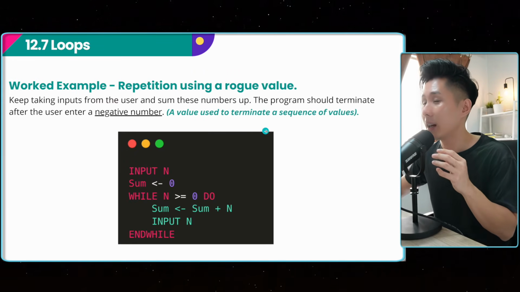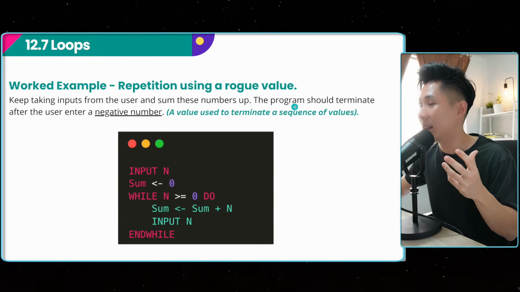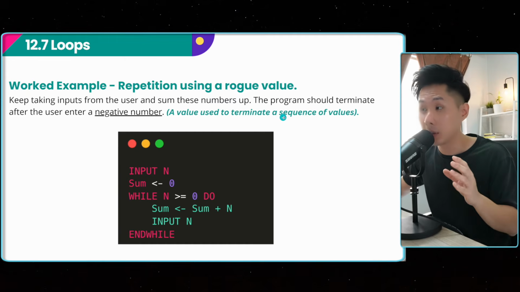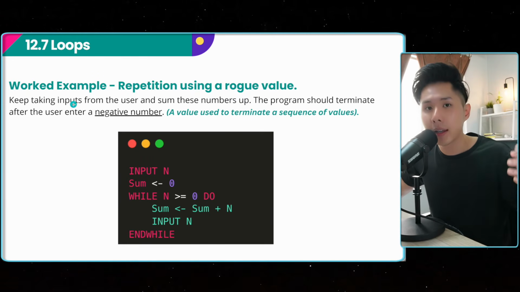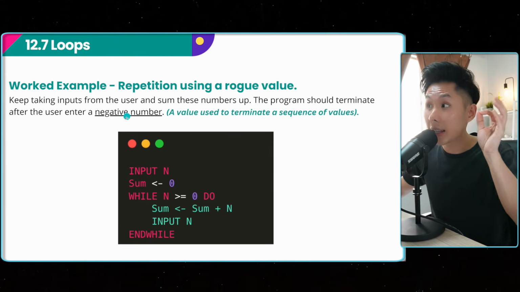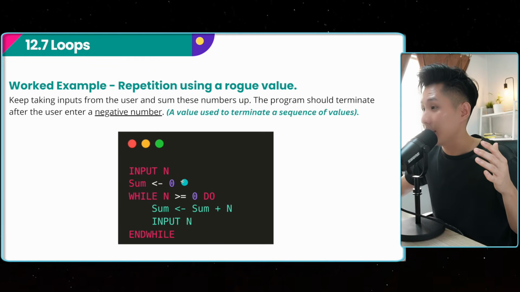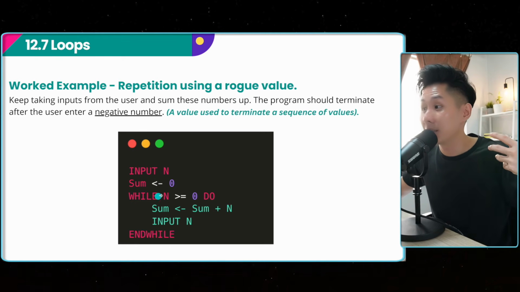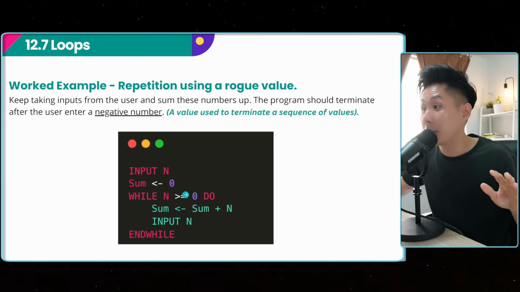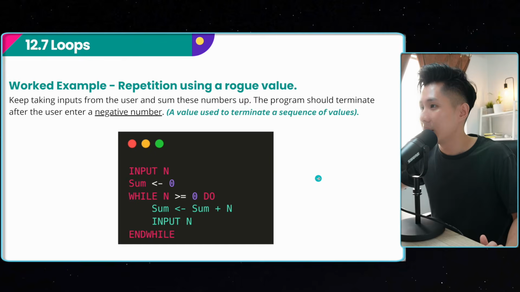Alright, so that's another way of writing loops. We can use repetition using a rogue value. A rogue value is a value that is used to terminate a sequence of values. For example, you can say the program should keep asking the user for inputs until they enter a negative number. So the negative number here is the rogue value. In this case, I'm just going to input n, sum equals sum plus n. So while n is greater than or equal to 0, meaning it's positive, I'm going to do this line of code again and again until the user enters, for example, -5. Now n will not be greater than or equal to 0, and it will end the while loop. So this is how we end it using a rogue value.